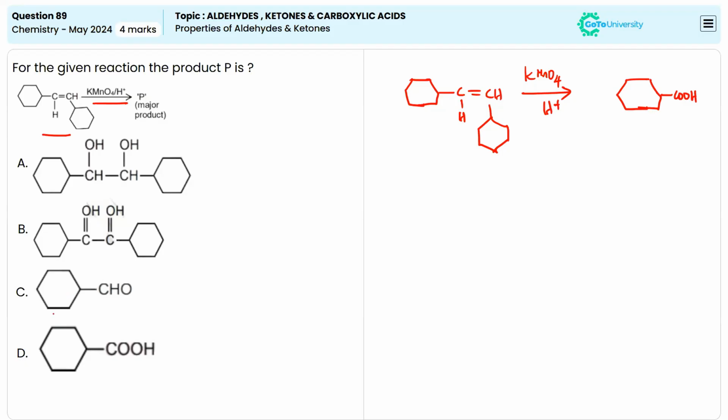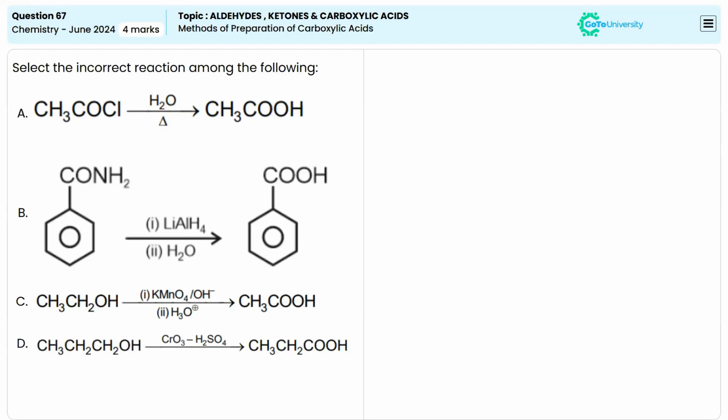So here we can see the correct answer is option D. That is, the compound is cyclohexanoic acid. In this question, we have some chemical reactions, and the products are also given. We have to find out the incorrect reaction from the options.